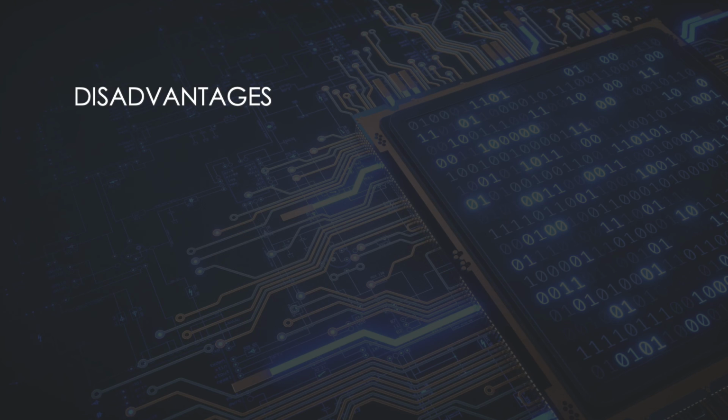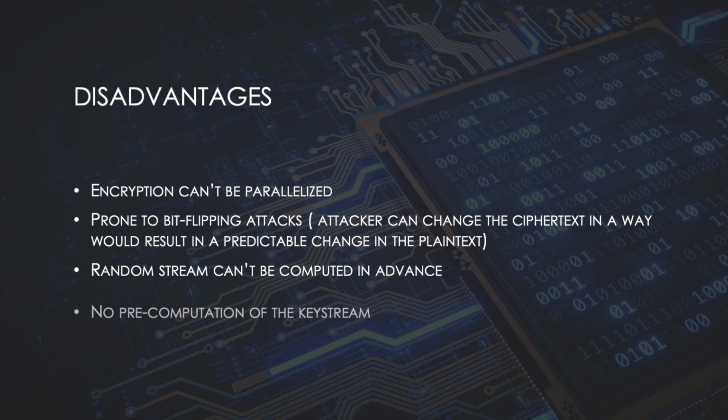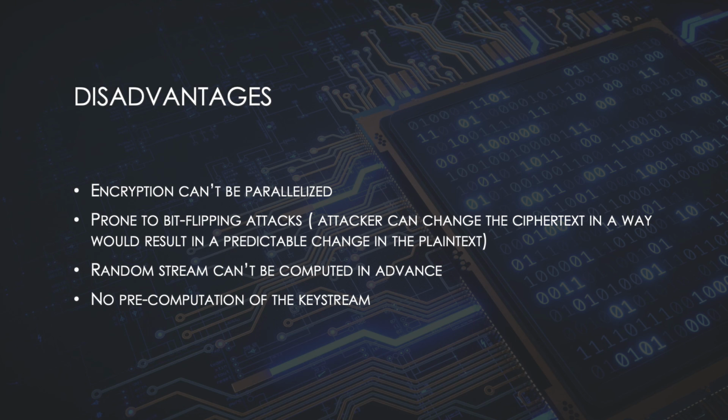Next, on to the disadvantages. Encryption can't be parallelized. CFB is prone to bit flipping. Bit flipping is when an attacker can change the ciphertext in a way that would result in a predictable change in plaintext. Other than that, the random stream can't be computed in advance. There is also no pre-computation of the key stream.